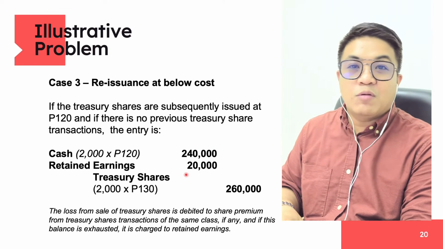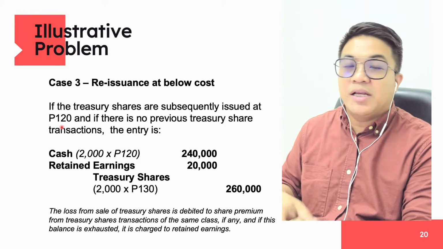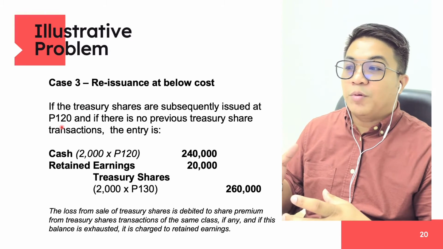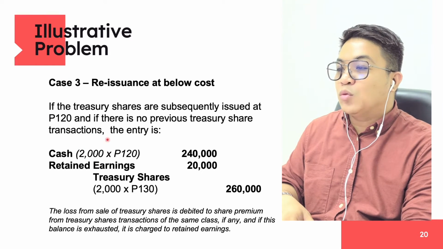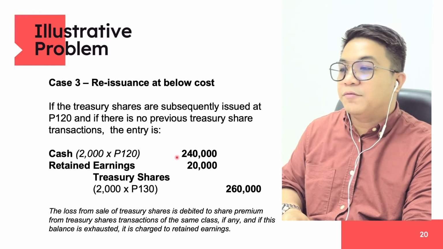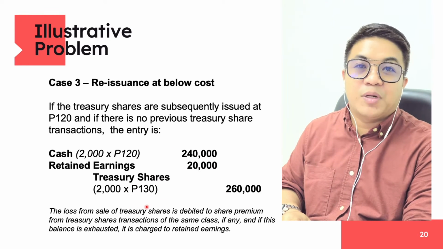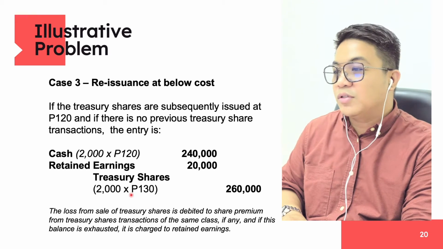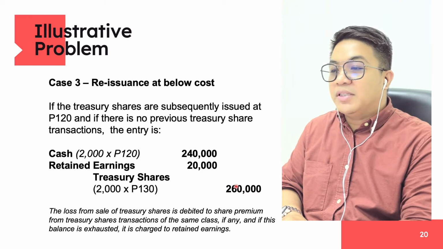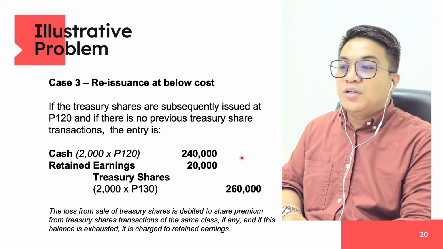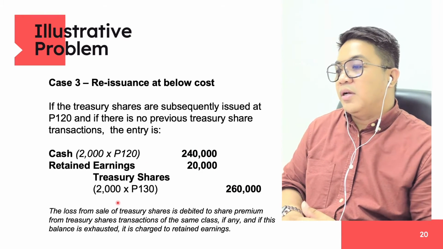At 20,000 pesos. So, cash debit, kung magkano yung na-receive ng corporation, at 120 pesos. Multiply lang natin sa 2,000 shares, that's 240,000. And kikredit natin yung cost lang, okay, na 130 pesos, yung cost ng treasury shares. So, multiply natin 2,000, that's 260,000. So, yung difference nila sa debit, we will debit yung retained earnings.